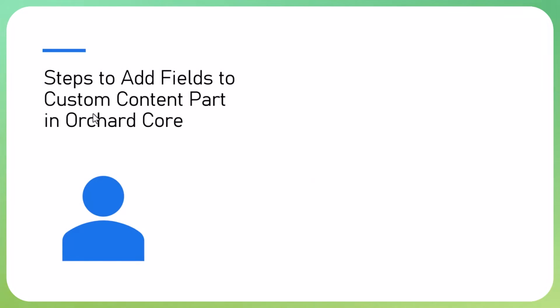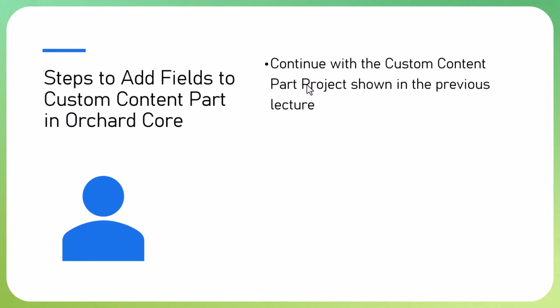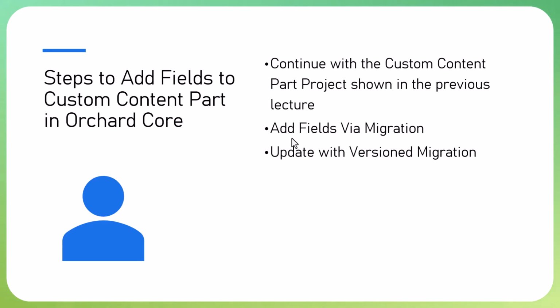Steps to add fields to a custom content part in Orchard Core. We'll continue with the custom content project shown in the previous lecture. If you haven't visited that lecture, it will be in the description as well as in the video cards. Add fields via migration, update with version migration, verify in the Orchard admin UI, and then conclusion. All right, so let's switch over and start building from where we left off yesterday.